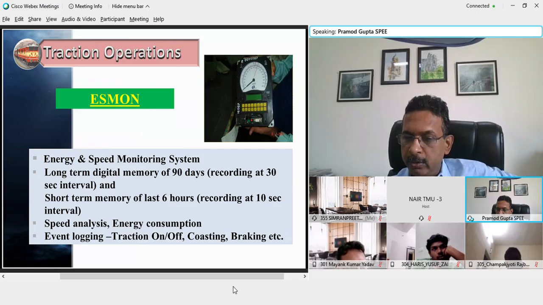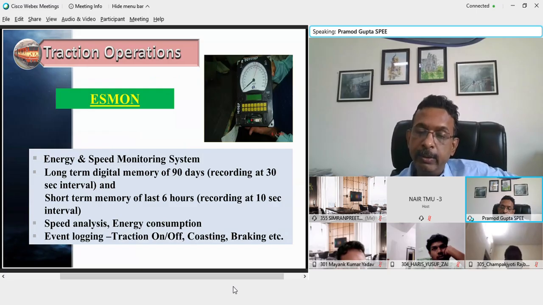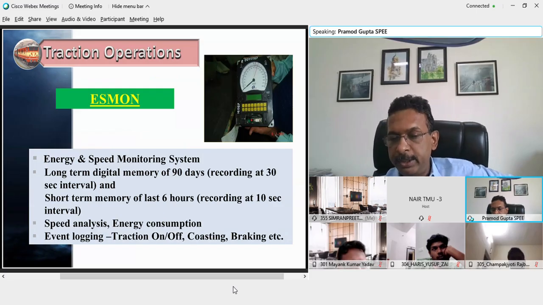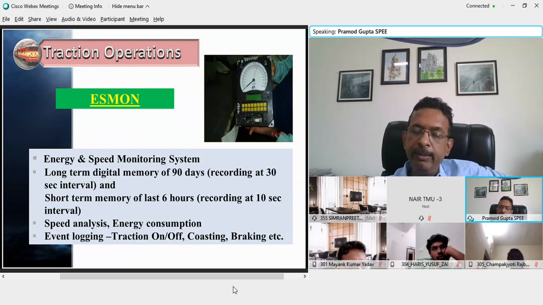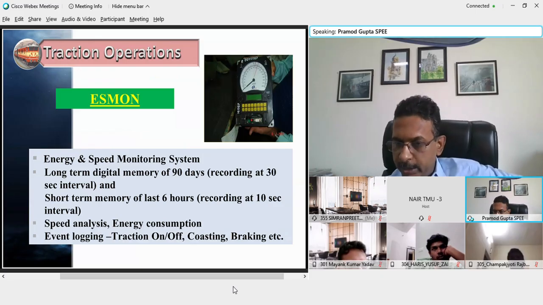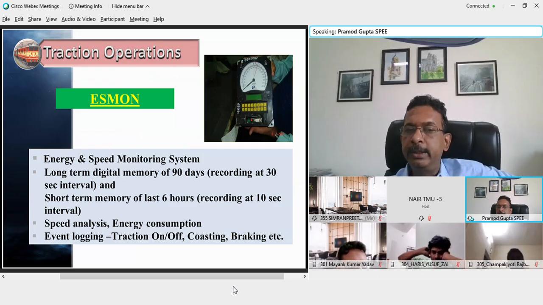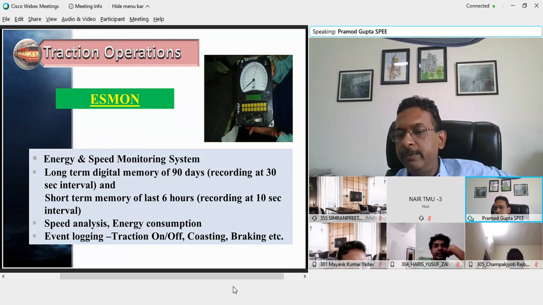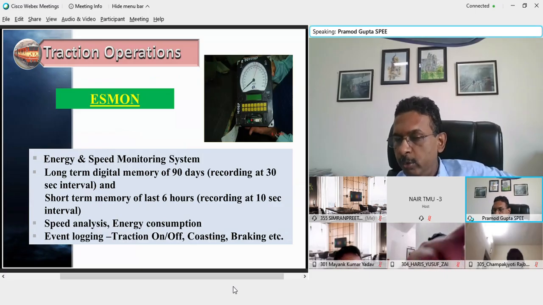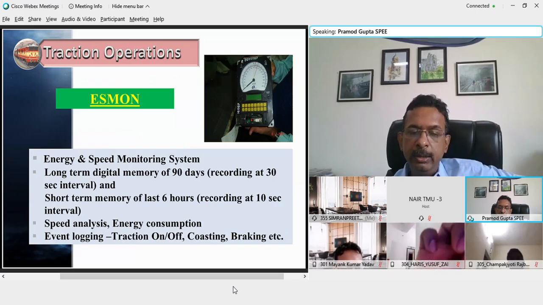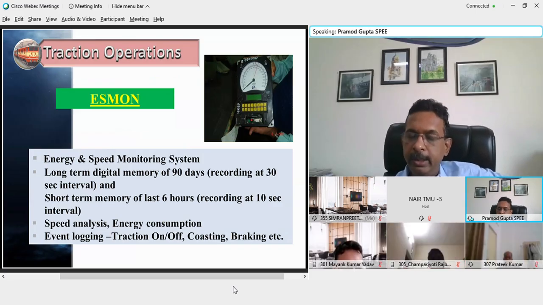The speed analysis can also be done to make sure whether the loco pilot has negotiated the speed restriction as per the prescribed speed restriction which is imposed by civil engineers. If there is a speed restriction of 30 kmph in a section, we can check it using the recording in SMON, whether he negotiated that particular section with a speed less than 30 kmph or with a speed more than 30 kmph. And then suitable action is initiated.